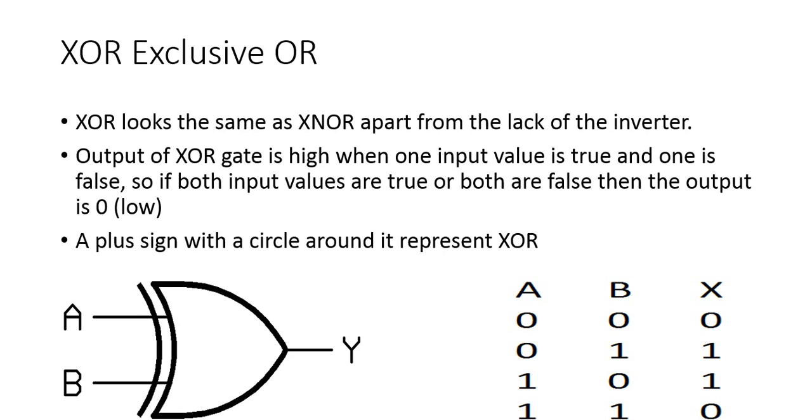The input value of B is 1, and it's 1. And also, it's the same for the next one. But where it's strange is that with 1 and 1, the output is 0. Now normally, since it's 1 and 1, the output would be 1. And it's exactly the same with the XNOR gate.